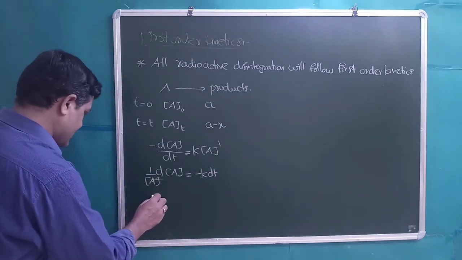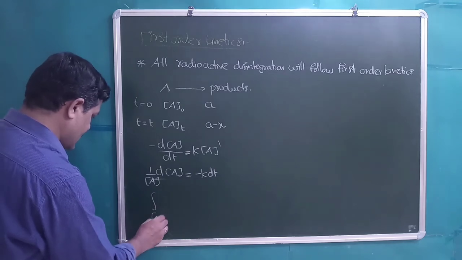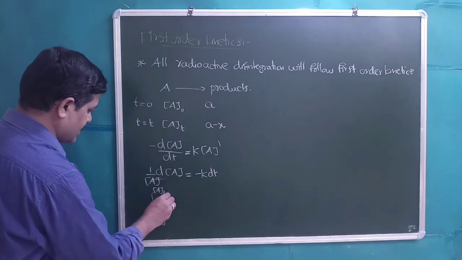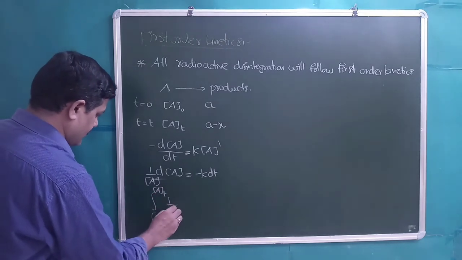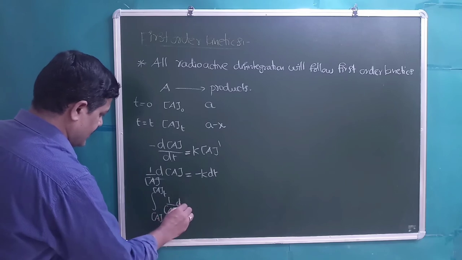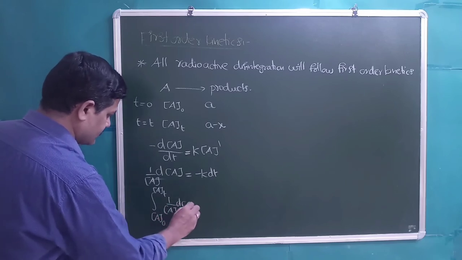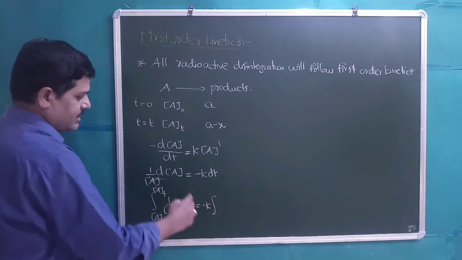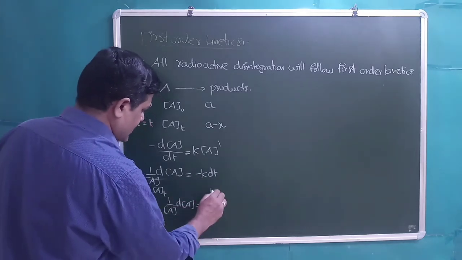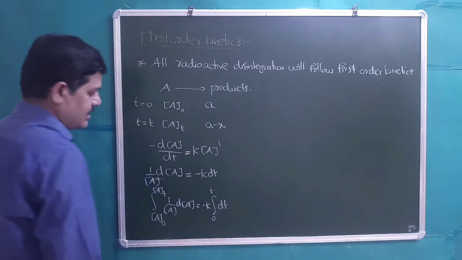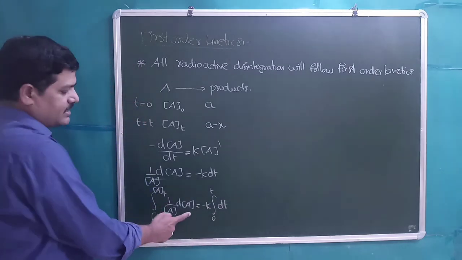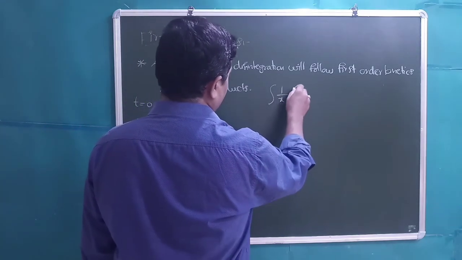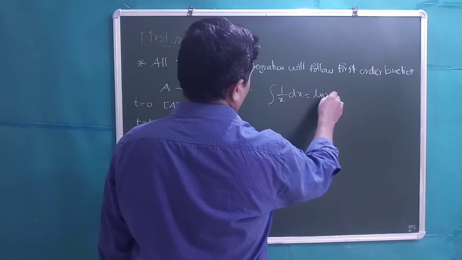By integrating this between the limits, initial concentration A0 to final concentration At, 1 by A dA is equal to minus K. K is a constant, we can write it outside the integration. So here 0 to t dt. Students, then the integral of 1 by x dx is equal to ln x plus c.